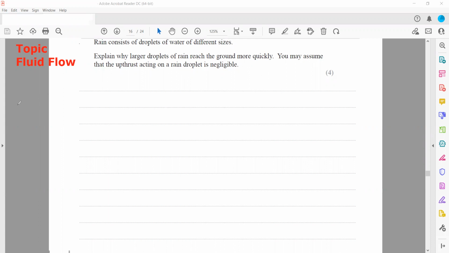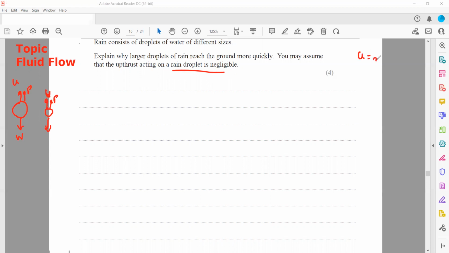For example, we have two types of droplets of different size. So why does the large one reach the ground quickly as compared to the small one? And remember, upthrust is an upward force, and the viscous drag always tries to oppose the motion.